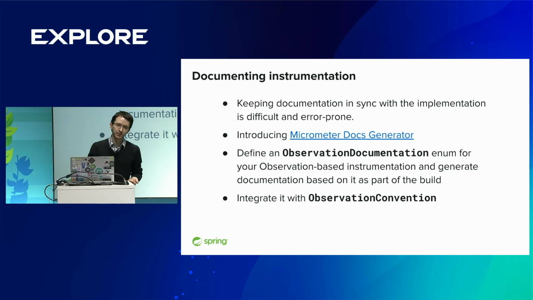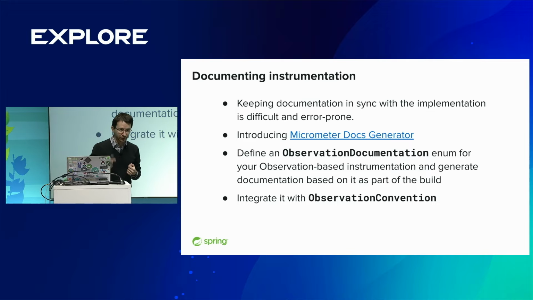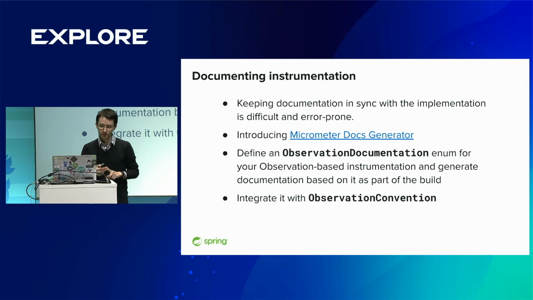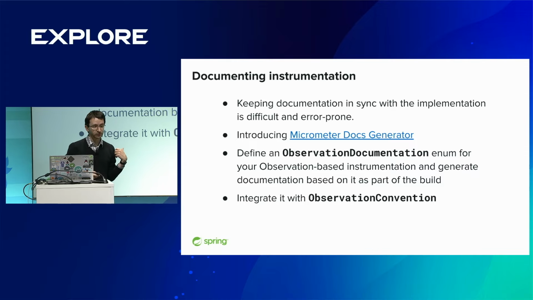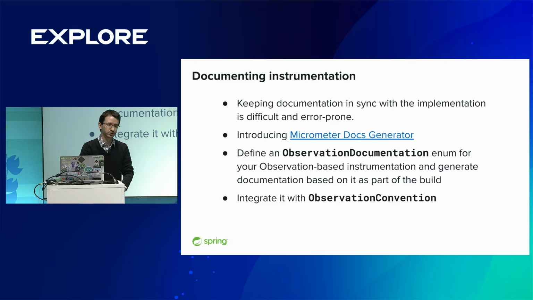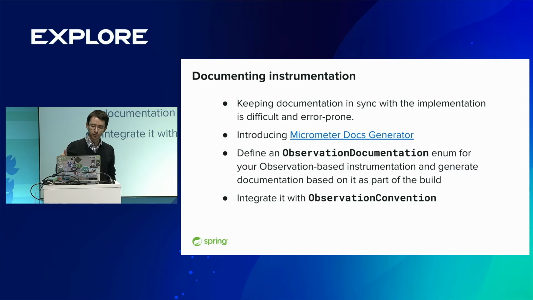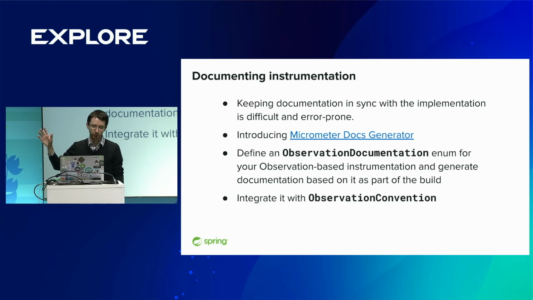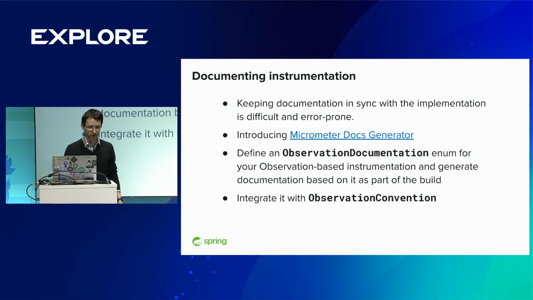The problem is that keeping documentation in sync with the implementation is difficult and very error prone. So we introduced a new project almost 2 years ago when we released the Micrometer Observation API. We also introduced Micrometer Docs Generator. This is a separate project in a separate repo. What it does is give you a component called observation documentation. And you can use this observation documentation for basically two things.